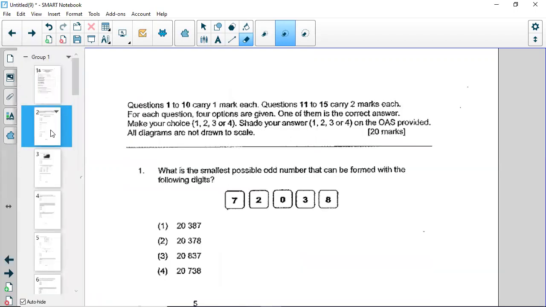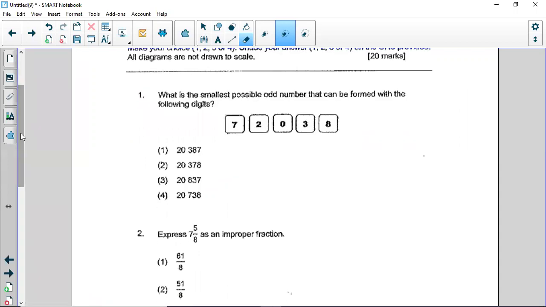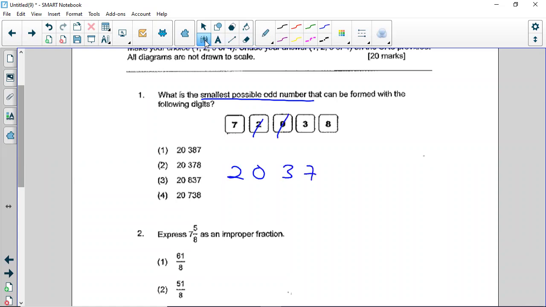Question 1, I will run through every single question and I will talk about the shortcuts and also methods. What is the smallest possible odd number that can be formed with the following digits? If you look at the digits given, to make the smallest number, you cannot start with 0. Numbers don't start with 0. You have to start with the next smaller digit. So you start with 2, and then you put back the 0, and then 3, and then 7 and 8. So you always start with the smallest to the biggest digit to get the smallest number first.